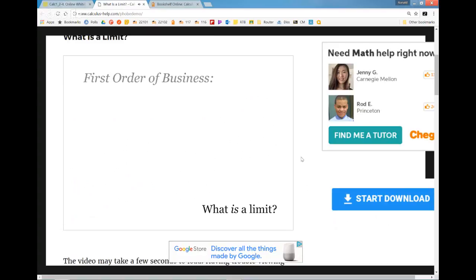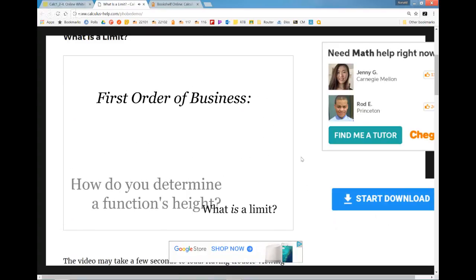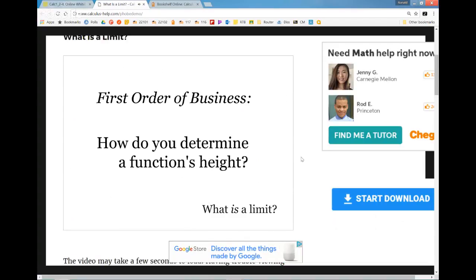So I understand that you might be a little confused, but you've dealt with function heights a lot. So we might as well review function heights a little bit and then get into exactly what I mean by intending to go to a certain height.